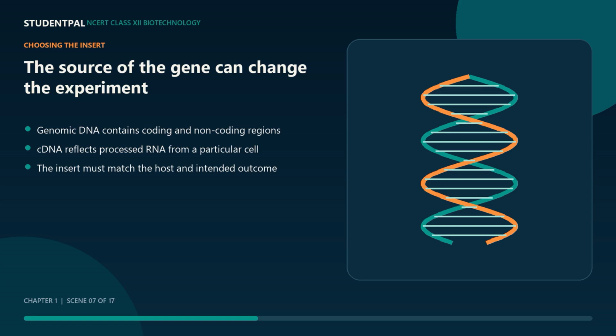Prediction question. For bacterial production of a human protein, would you usually begin with human genomic DNA or cDNA? cDNA is often the better starting point because the introns have already been removed during RNA processing.